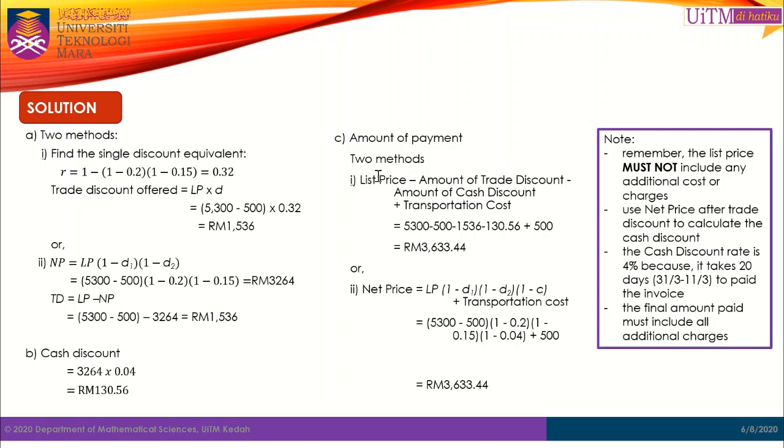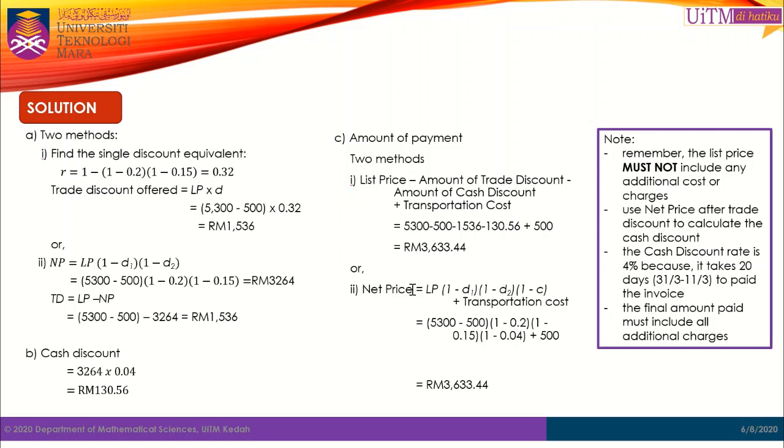So for the amount of payment, in this case, you have two methods that can be applied. So you have the list price minus the amount of trade discount minus the amount of cash discount plus again the transportation cost if it exists. So in this case, 5,300 minus 500 to get the list price, and then minus the trade discount amount 1536 minus the cash discount amount 130.56, and then add again the 500 transportation costs. Okay, so you get the value to be 3633.44.